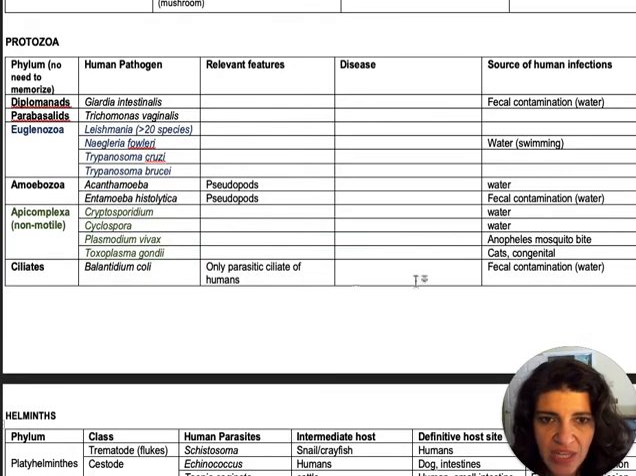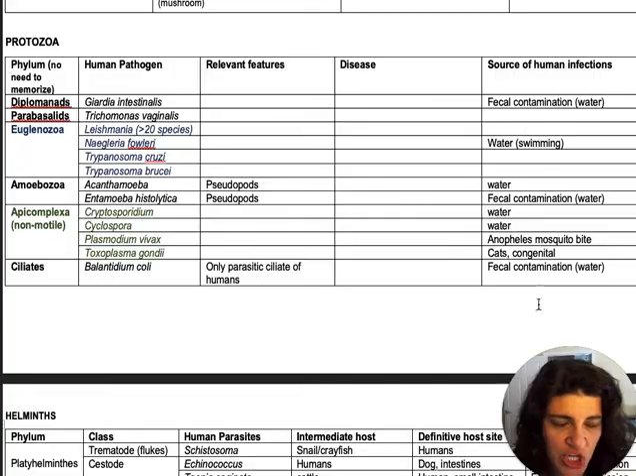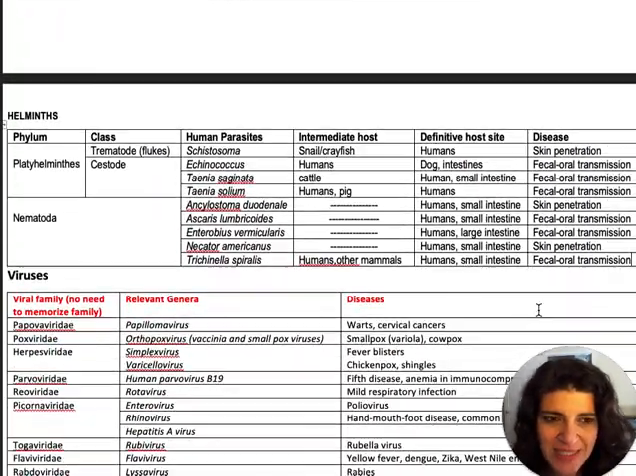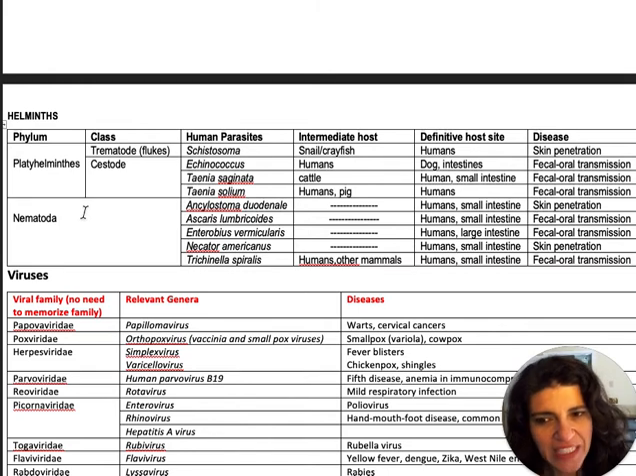Same thing for protozoa. I have a table that is semi-complete, so you just need to complete the relevant features, diseases, and something here that I did not put for you. The helminths table is pretty much complete. I did it for you just to help you because I think helminths are the most complicated to understand. So I put everything in already there in the table.